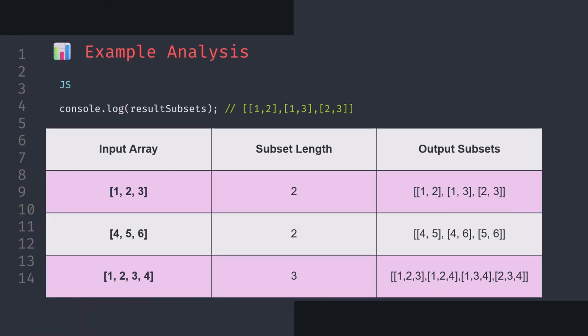Let's walk through a few input cases. With 1, 2, and 3, and length 2, you get the three expected combinations. If you change the input or length, the function still performs correctly. It dynamically adjusts to the array size and length you specify.